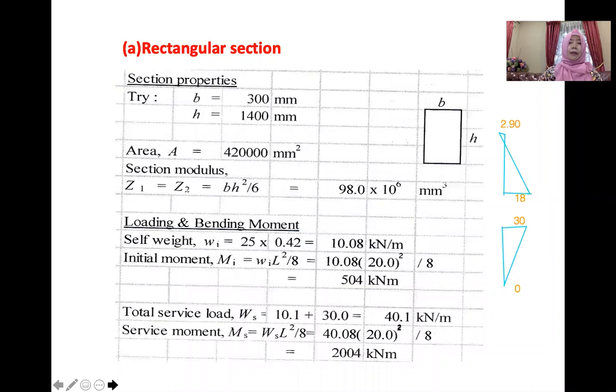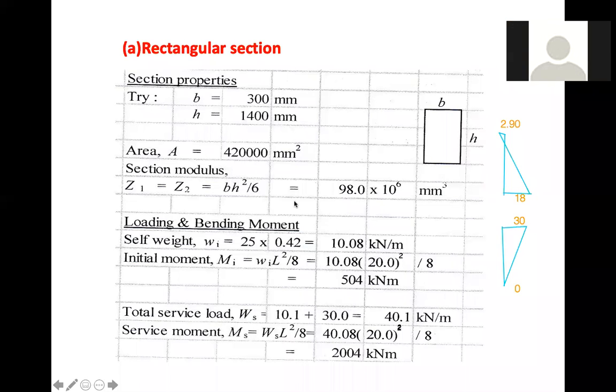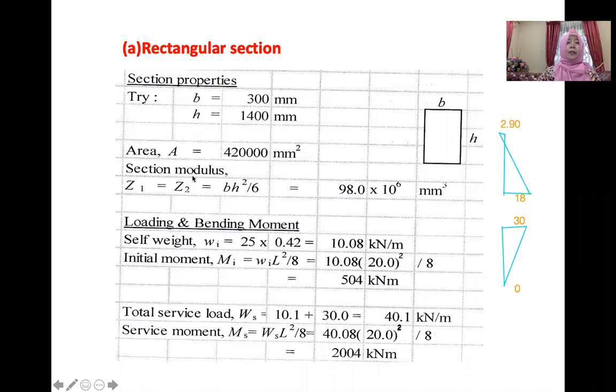Okay. Now we have to calculate what is the cross section. We need to determine what is the cross section. Before we determine the cross section, we need to determine what is Z, before we calculate. Here we need to try.